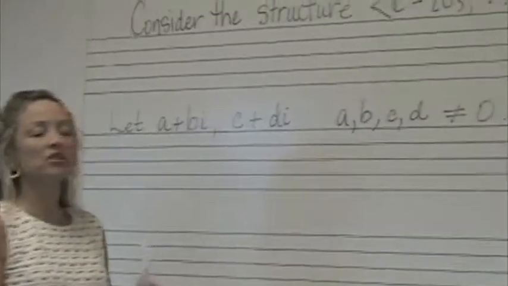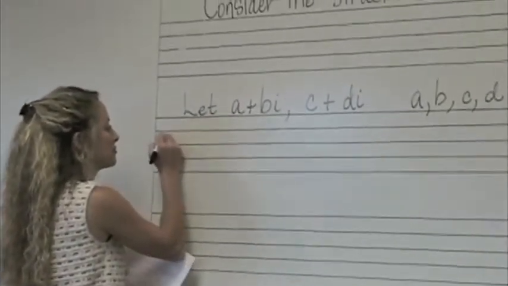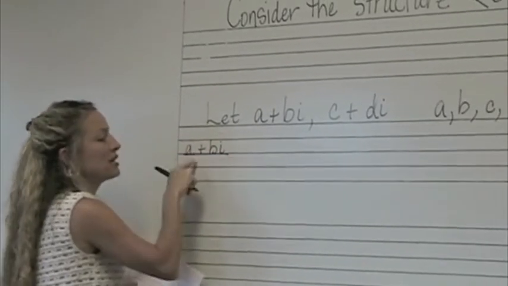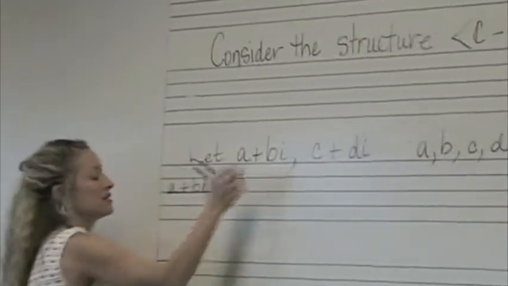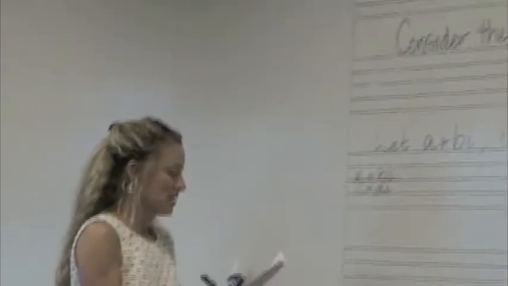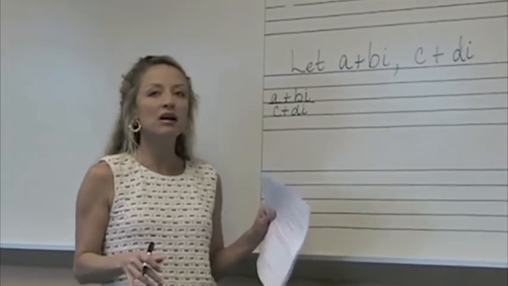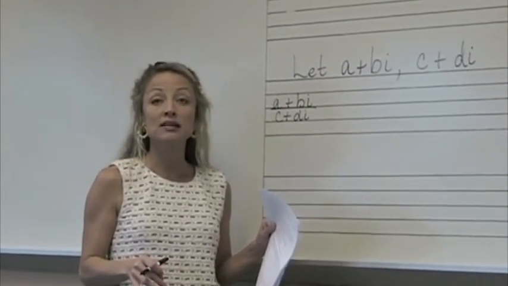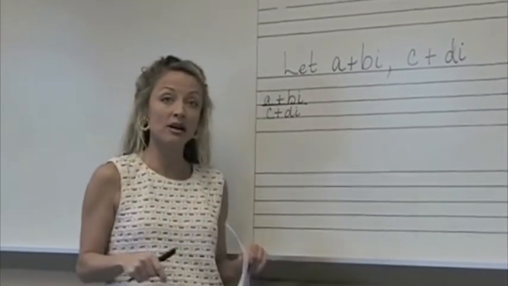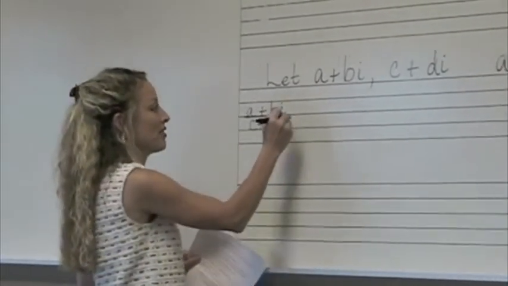Since we want to know about division, let's divide these complex numbers. I'm going to take a plus bi and divide it by c plus di. Now, in order to make this a workable problem, we're going to have to multiply the denominator by its opposite, or its conjugate, so that we can get the imaginary number out of the denominator. In order to do that, we're going to set the problem up something like this.